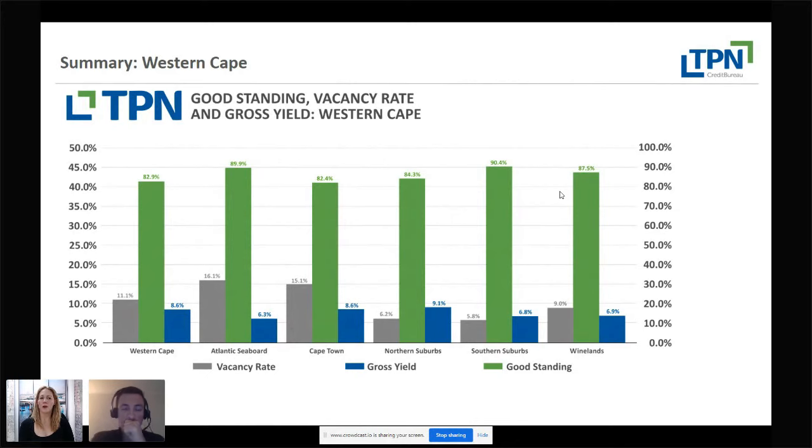The Western Cape is a really good paying population. They pay their rent really, really well. And you can see that the vacancy rates are at 11%, so just above the national average at the moment. So you are dealing with some vacancies in that area.